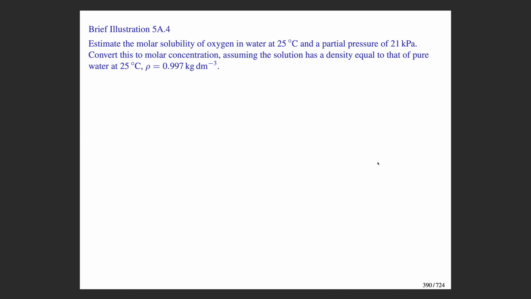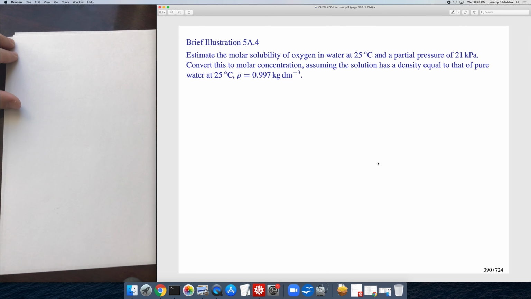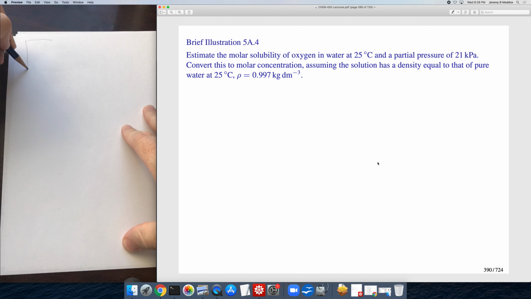Here we've got a little problem involving Henry's law. We're being asked to estimate the molar solubility of oxygen in water at a partial pressure of 21 kilopascals. So the idea here is that you've got some water and then you've got O2 above it with some pressure, and that causes the O2 to become aqueous. This is the gas phase. Some of the oxygen becomes aqueous, and we're being asked to calculate that using Henry's law.